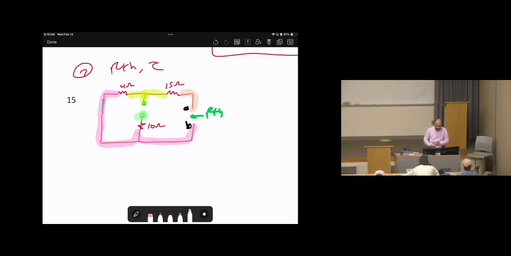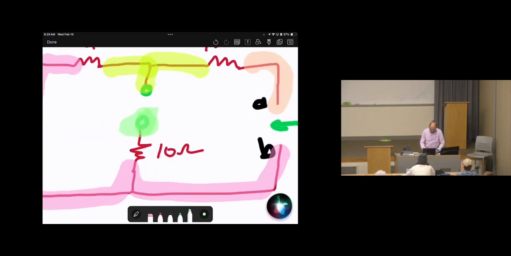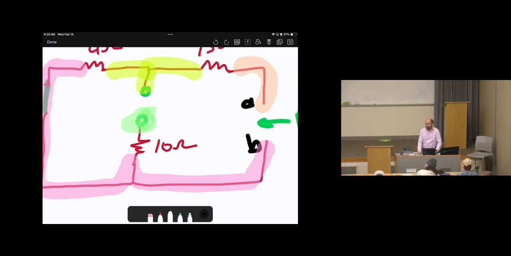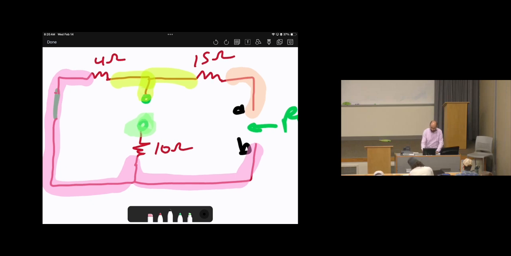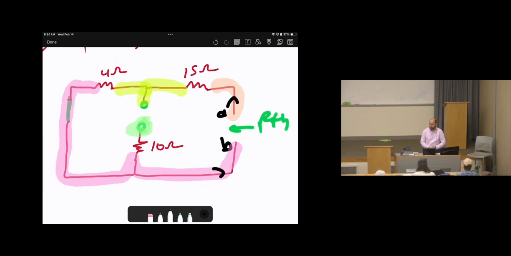Okay, so what do you think? Do you think 15 and 4 are in series or parallel? Series, but we have this branch. Do you think this can affect? No, because we are assuming there is a current flowing from A and back to B. It will not be affected here. So don't worry about this one. So 15 and 4, those are in series, because assuming a current from A to B, they will be sharing the same current.